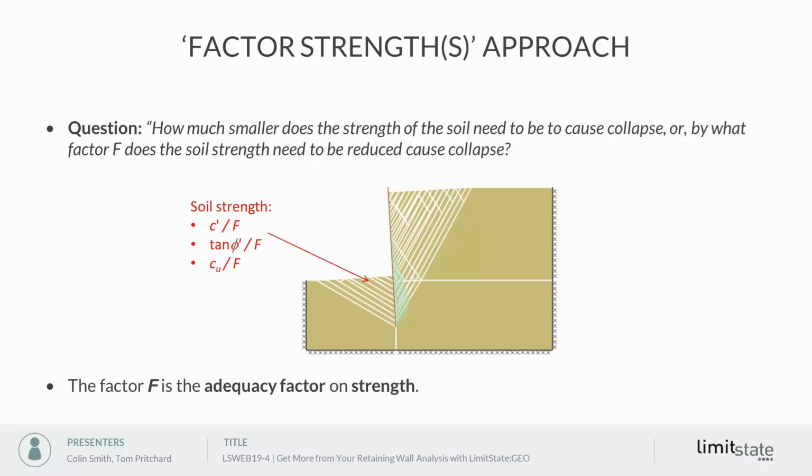The second approach is a factor strength approach, which is basically asking the question, how much do we have to reduce the strength of the soil by in order that collapse begins? And that gives a factor of safety on strength. Both have their advantages and disadvantages. It depends on the type of question you're asking in terms of your stability analysis.